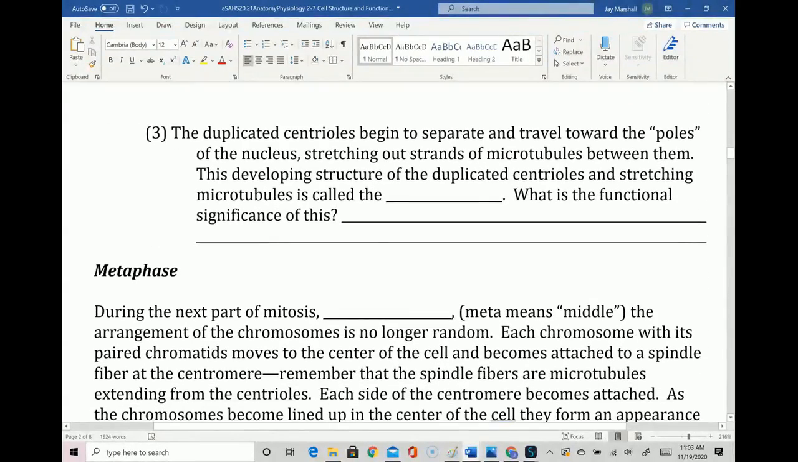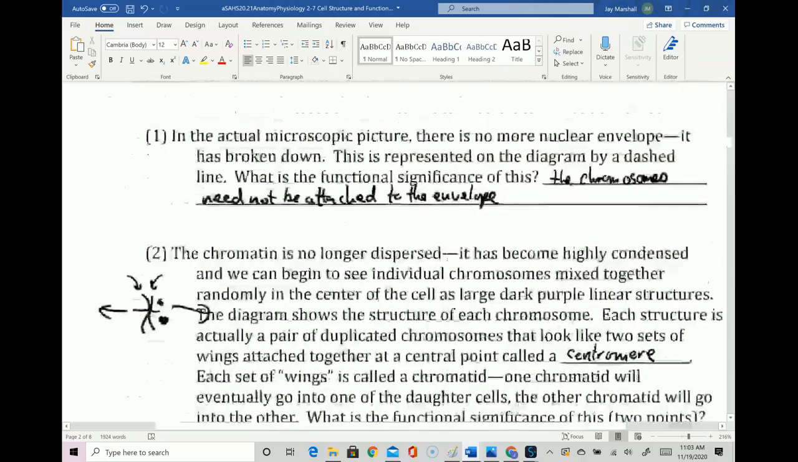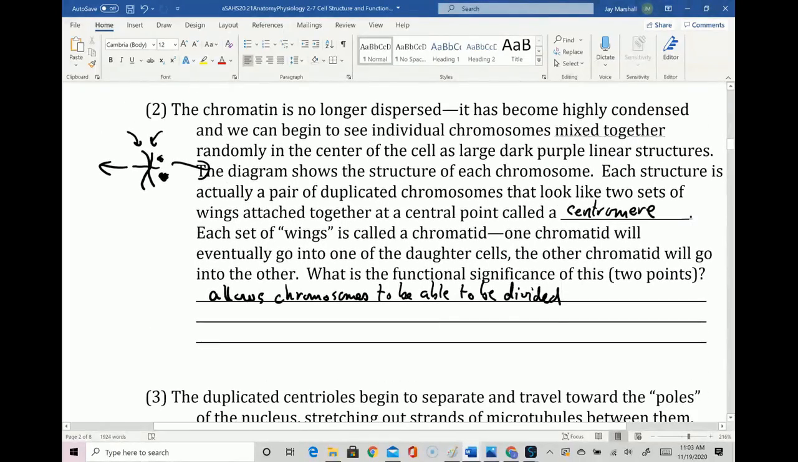Okay, the duplicated centrioles begin to separate and travel towards the poles of the nucleus, stretching out. Oh, I remember what I wanted. Okay, I told you I would remember what I wanted here.